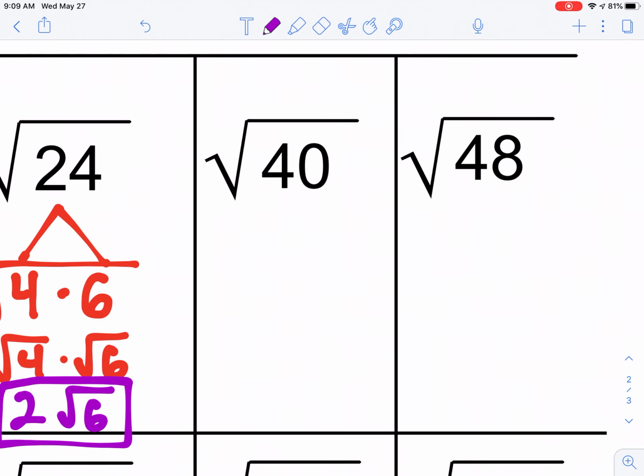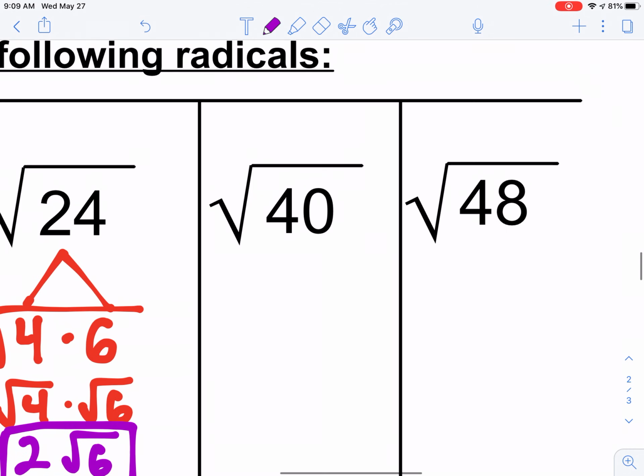Alright, let's try square root of 40. So think of all the numbers that go into 40, and you want to find the numbers that are in the perfect square list.